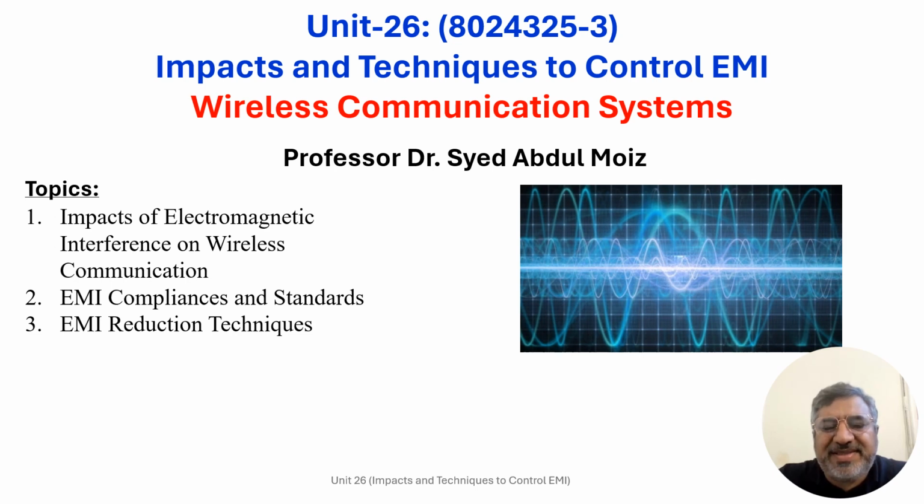Electromagnetic interference is considered one of the serious disturbances generated by an external source that affects wireless signals and systems by electromagnetic induction, electrostatic coupling, or some electromagnetic conduction. In this unit, we will discuss the effect of electromagnetic interference on wireless communication systems.